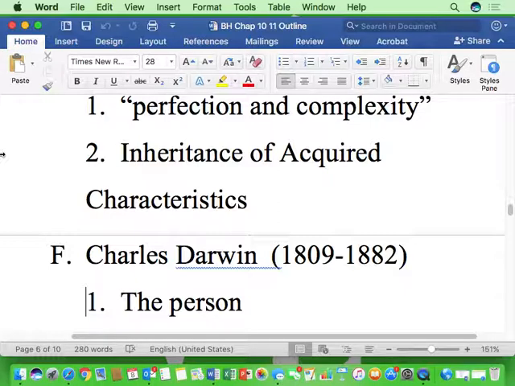The second prong of the job was to be a companion for the captain of the ship. So have meals with him, have conversations with him, I don't know, play chess with him, kind of be his friend. So he applies for this position and he gets it.